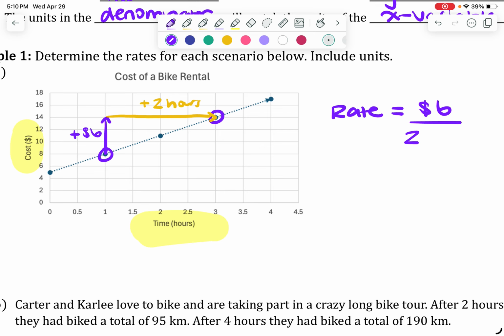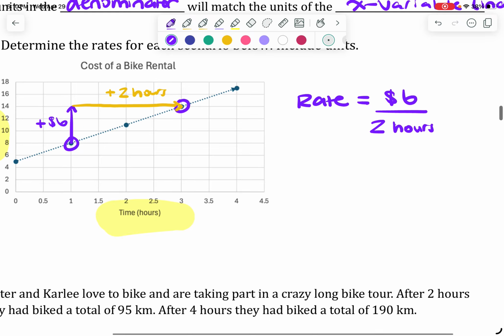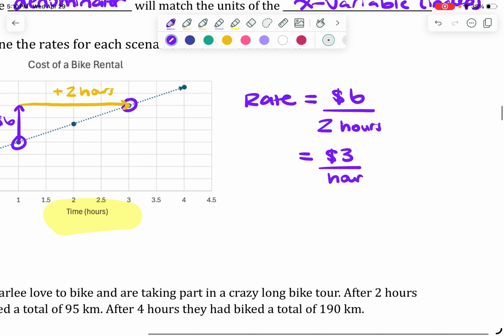So I have $6 for 2 hours. Now, of course, when we have the opportunity to, we are going to simplify. 6 divided by 2 is simply 3. So I have $3 per hour. Something that's really important is that even though you're like, hey, look, this 2 goes away, technically it becomes a 1.